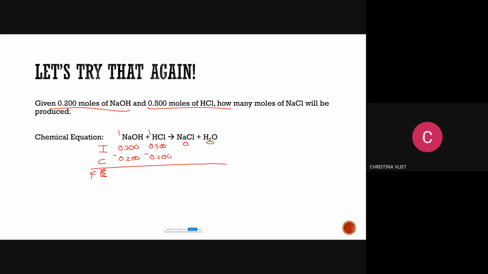Make sense? So then, here we go. And what do we have left? This becomes 0. This becomes 0.3. And then this becomes 0.2 and 0.2. What are we doing now? It says how many moles of NaCl have been produced? Do we have the answer? 0.2.